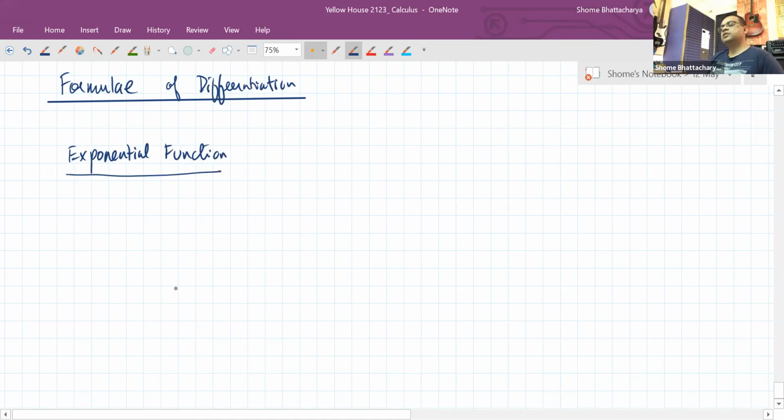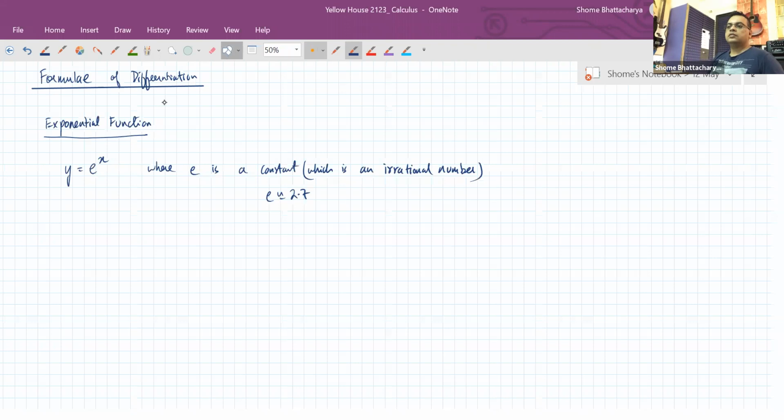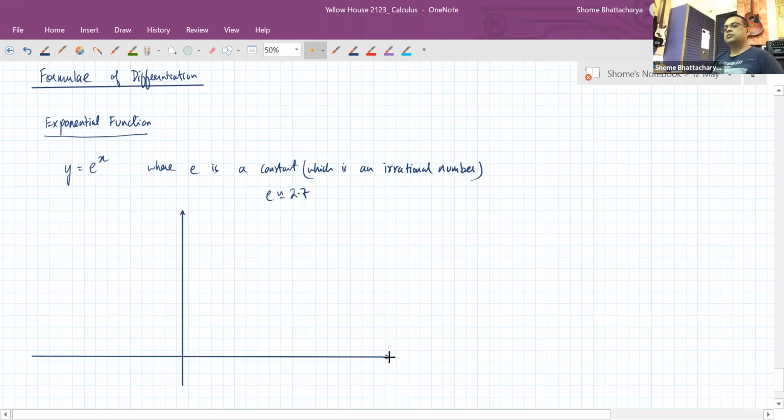So let's understand the exponential function itself, then we'll come to the derivative. So the exponential function is given by this type of formula, e raised power x, where e is a constant which is an irrational number like pi, and its approximate value is 2.7. So the graph of this exponential function looks like this. It has a shape like this.